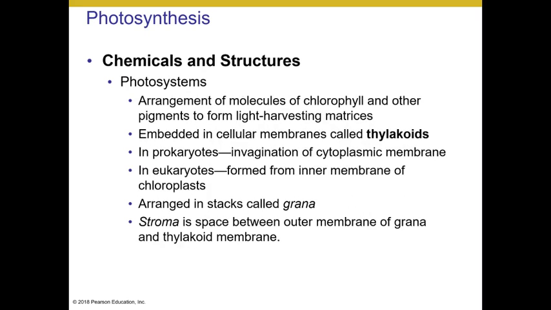Pigments are arranged in photosystems, antenna-like structures that capture light. In bacteria, these are embedded in the cell membrane. In eukaryotes, they're inside chloroplasts. Two main types: photosystem 1, PS1, and photosystem 2, PS2. Both are needed for maximum energy capture. Analogy? Think of them like satellite dishes picking up light signals.